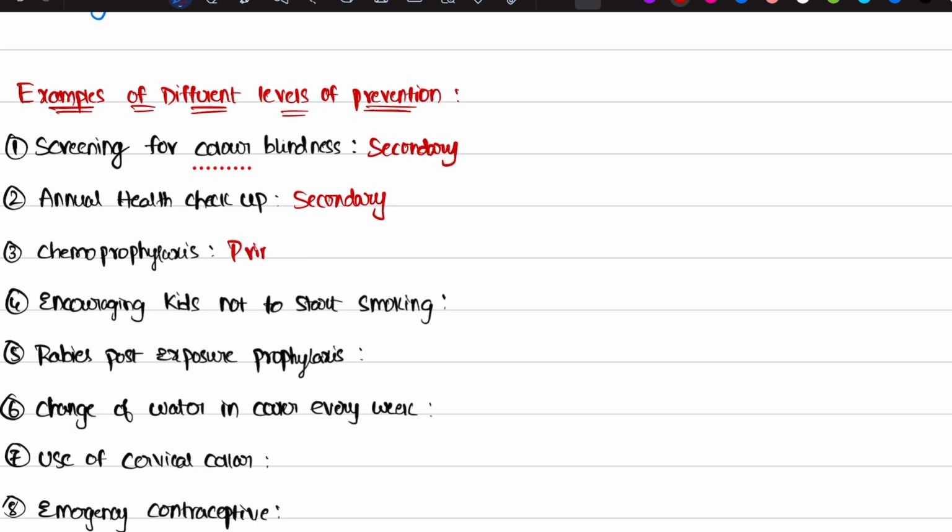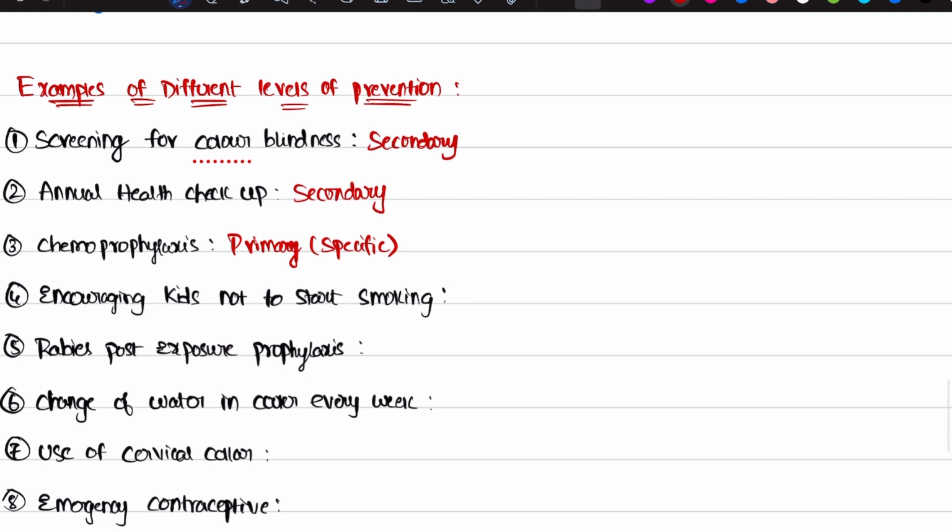In primary, there are two types, I already told you: health promotion and specific protection. Which does it come under? We are going to give the drug only for a single person, not for the whole community, because he is only having that risk factor. So it comes under specific. This is not a health promotion by the government, so we are just marking it as specific.